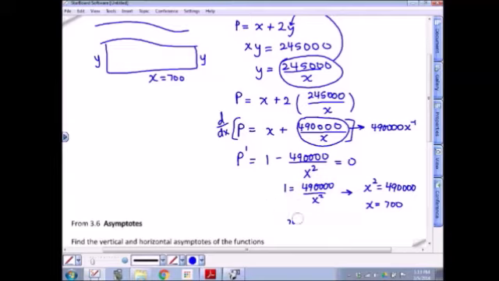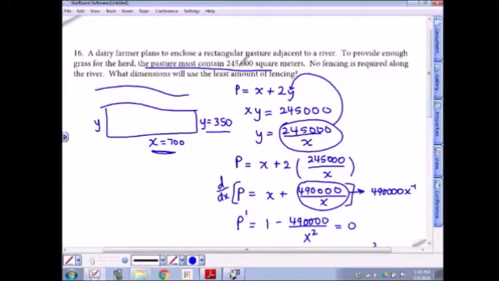Now, we want to find the value of y, and we can use this equation right here, 245,000 divided by 700 gives you 350. So these are the dimensions we want to use in order to have minimum perimeter, that contains that area, 245,000 square meters.